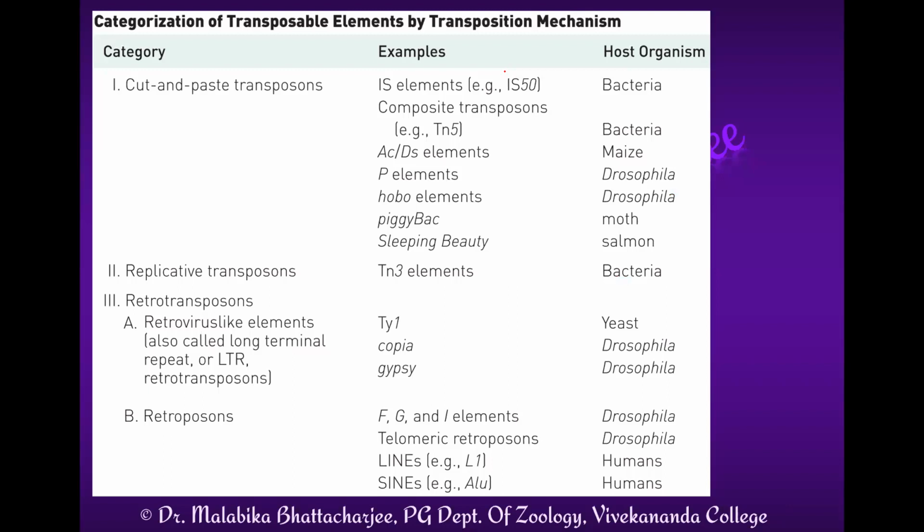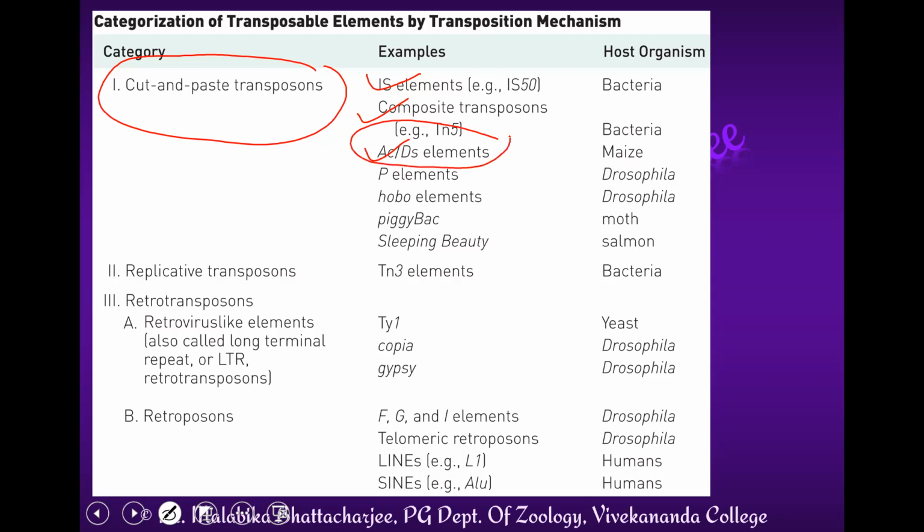When we classify transposable elements, they can be cut and paste transposition. I'll come to them one by one. In your syllabus, you have this cut and paste transposition, and we will be studying the IS elements. We will study one composite transposon. We will see the Ac/Ds element. The Ac/Ds element was the element on which Barbara McClintock worked. That was her work. We will also have a look at the P elements. The P elements are found in Drosophila.